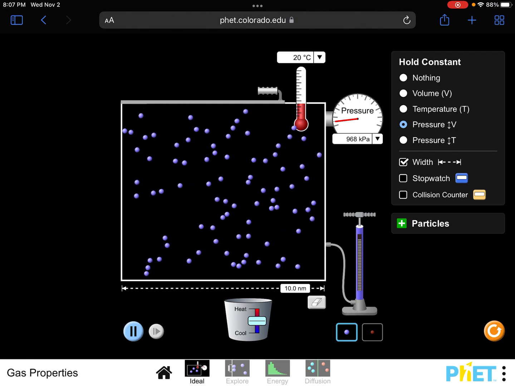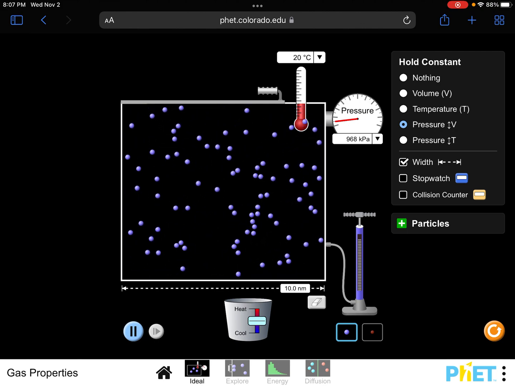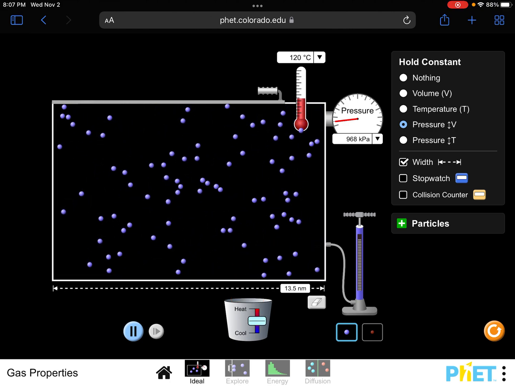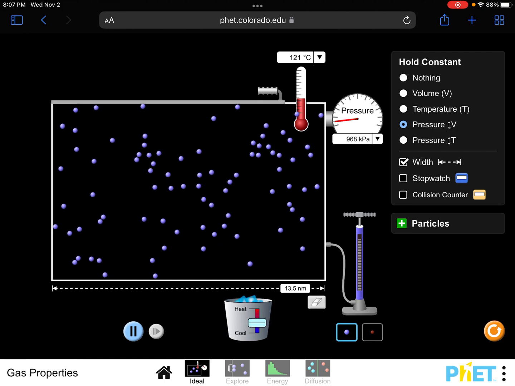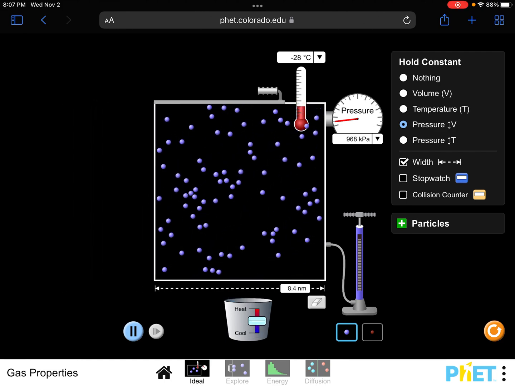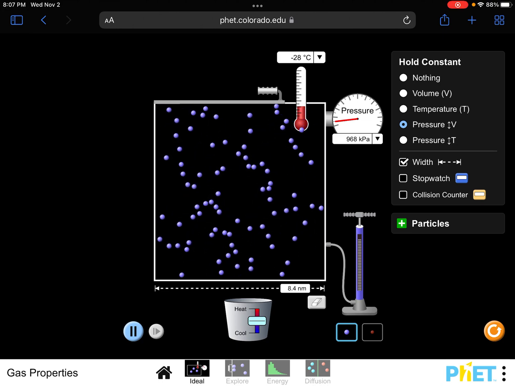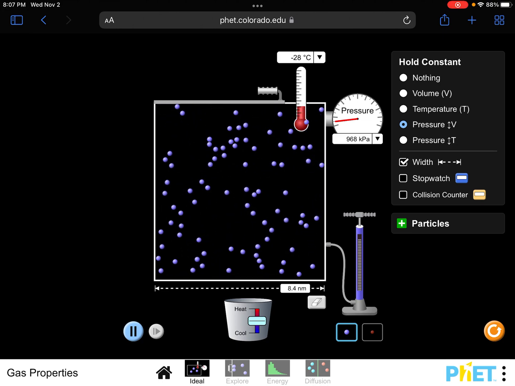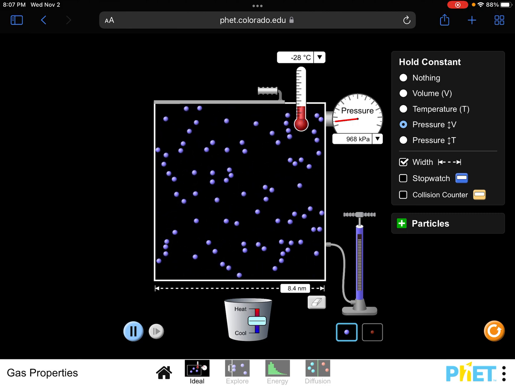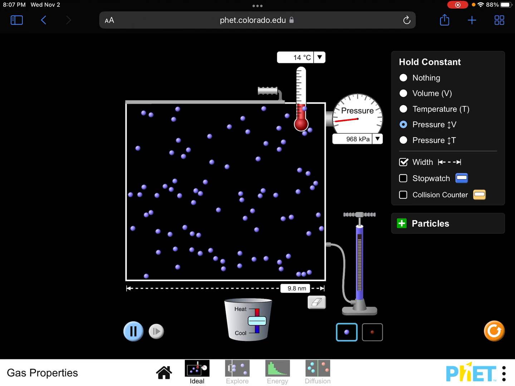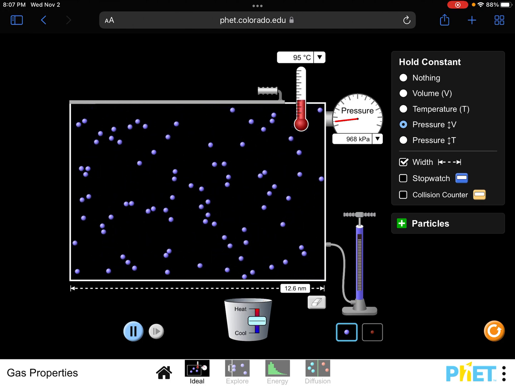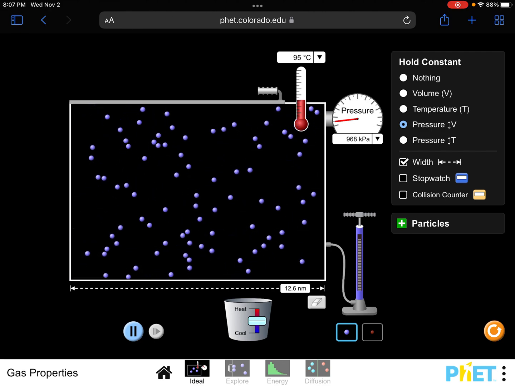Right now it's at 20 degrees. Now, if I increase the temperature, notice what happens. The volume goes up. If I decrease the temperature, the volume goes down. Okay. Now, I want you to notice each one of these little particles inside this box is a gas molecule or a gas particle. So if you notice, as I heat it up, the molecules start moving faster.